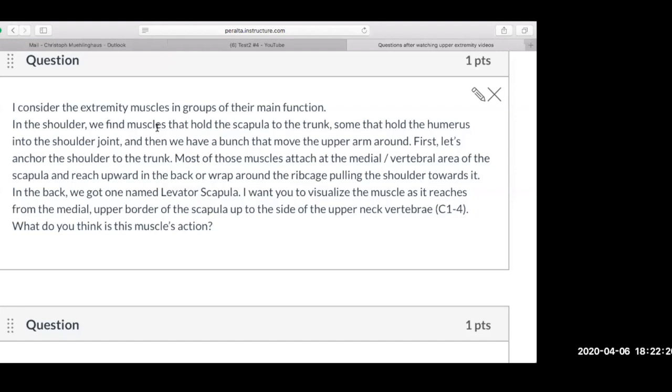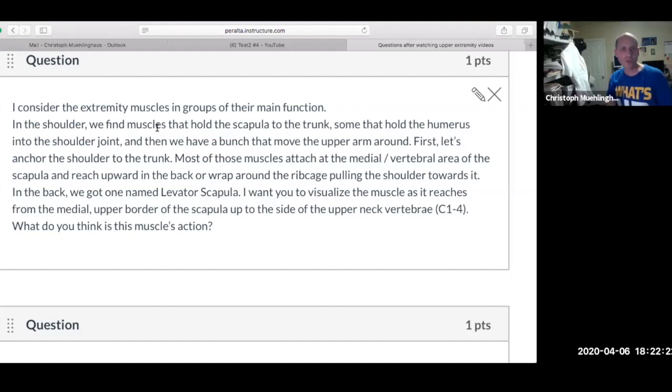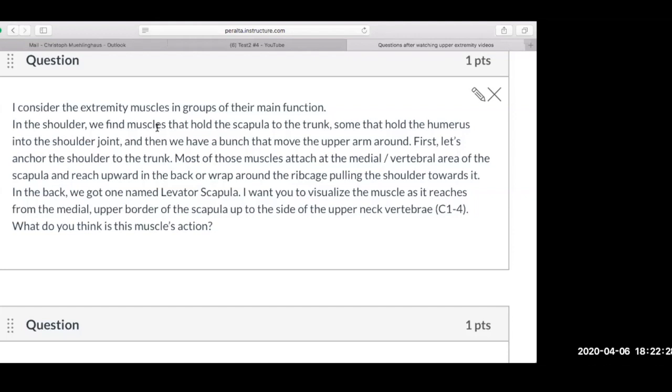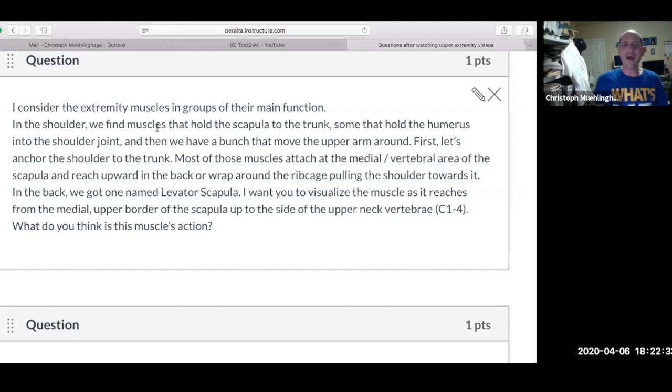First, let's look at the anchor of the shoulder joint to the trunk, the shoulder to the trunk muscles. Most of those muscles attach to the medial vertebral border of the scapula and reach upward in the back or wrap around the rib cage, pulling the shoulder towards the rib cage. In the back, we have the levator scapula. I want you to visualize a muscle that reaches from the medial upper border of the scapula up the side of the neck into the vertebrae of C1 to C4.